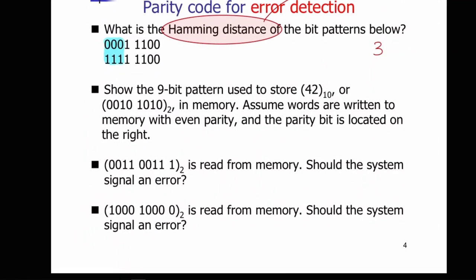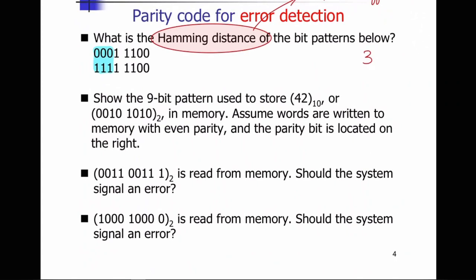Okay, so going on to the second question here. Show the 9-bit pattern used to store 42. So in decimal the value is 42. The same number 42 in binary is 00101010. That's an 8-bit pattern. We are going to have to make a 9-bit pattern by computing the parity bit, and we are assuming that words are written to the memory with even parity, and the parity bit is located to the right.